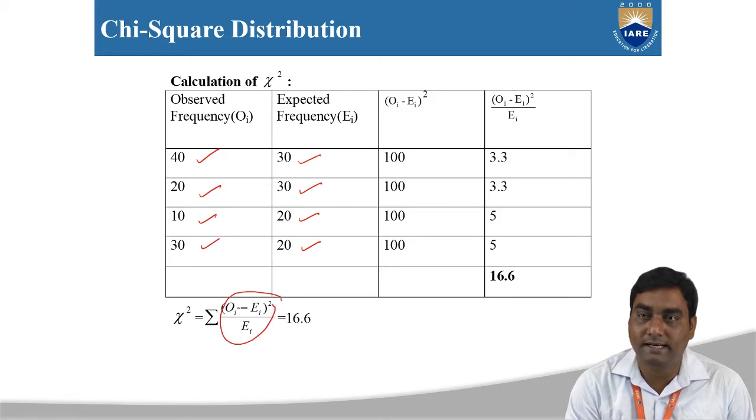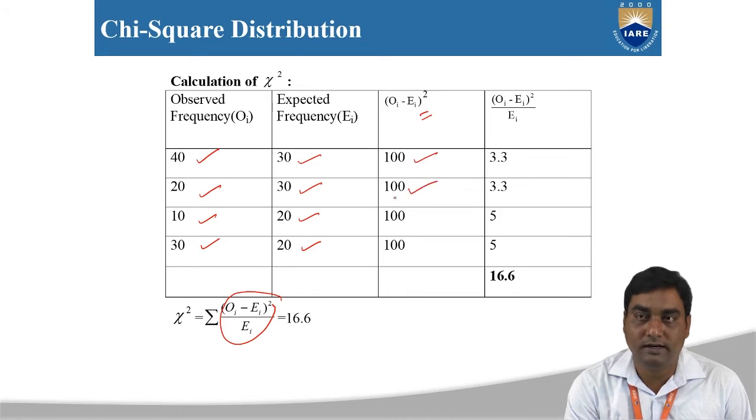First we have to calculate the value by taking (Oi minus Ei) whole square. This is Oi, corresponding Ei is 30. 40 minus 30 is 10, 10 square is 100. 20 minus 30 is minus 10, whole square 100. 10 minus 20 is minus 10, whole square 100. 30 minus 20 is 10, whole square 100.